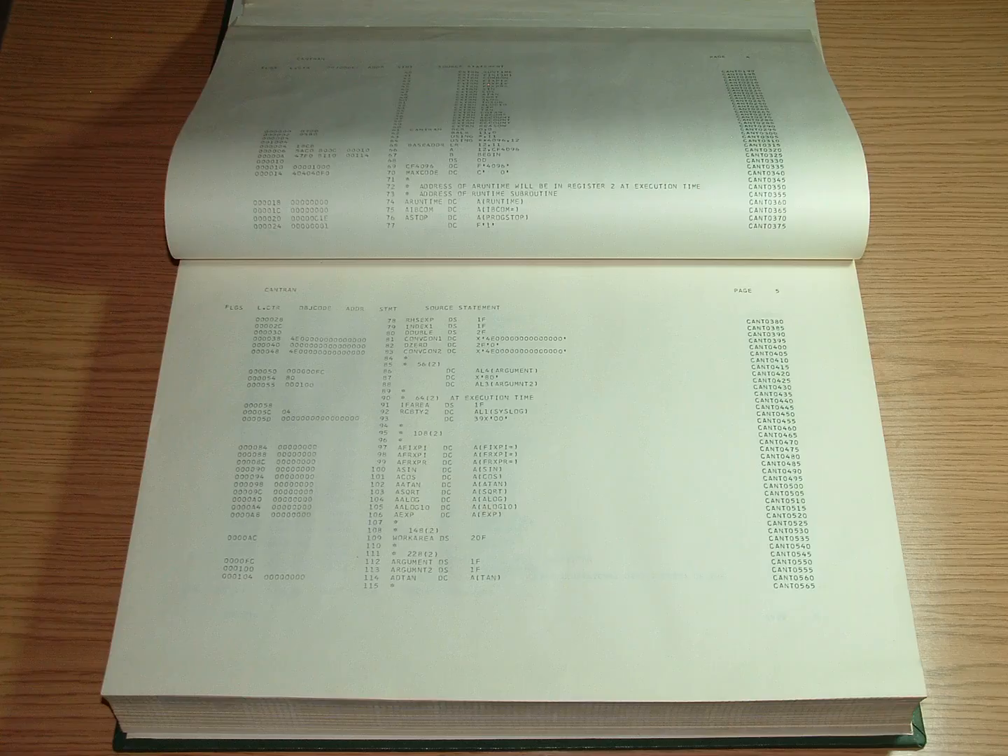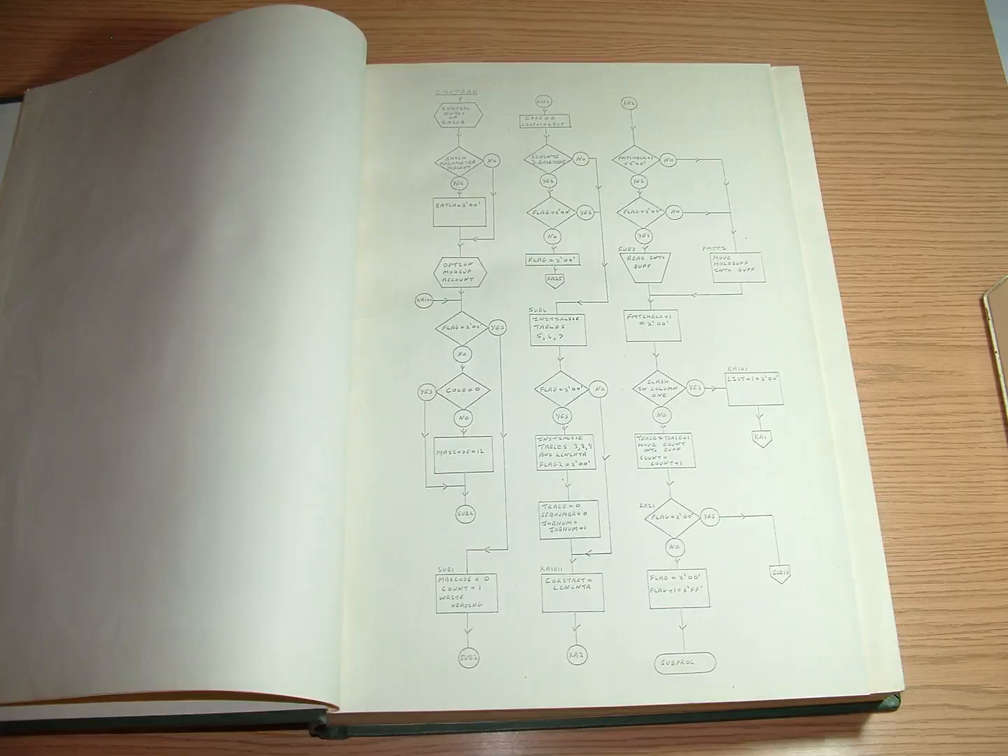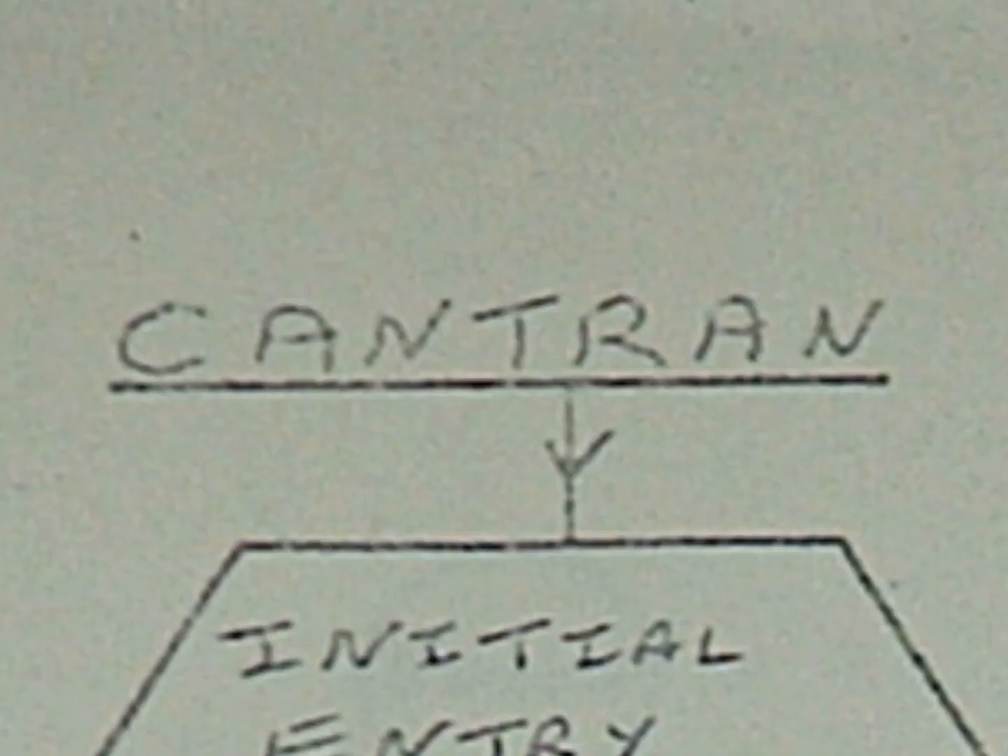Let's see what's inside. It turned out to be full of assembly language for a machine that I didn't initially recognise. And there didn't appear to be much in the way of comments that would indicate what it was for. But there was a handy flowchart on the front. And as soon as I saw this heading, I knew what it was.